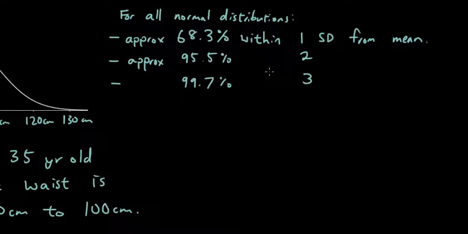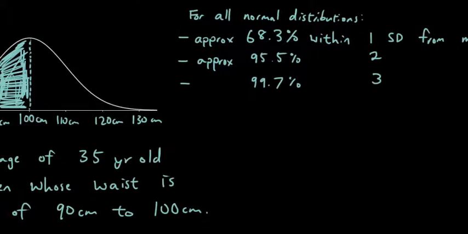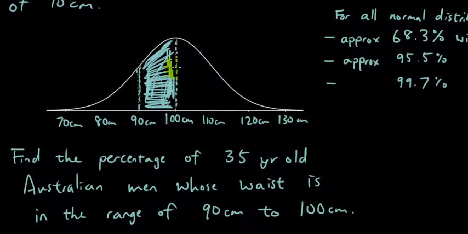So this is some dot points that you need to remember for all normal distributions. Approximately 68.3% are within one standard deviation from the mean. So what does that mean? So the mean is the middle here, right? 100 centimeters is the mean, okay, with this symbol. That's a symbol for the mean, population mean.